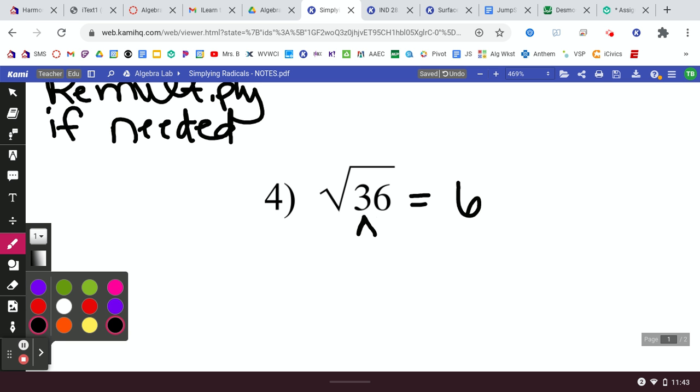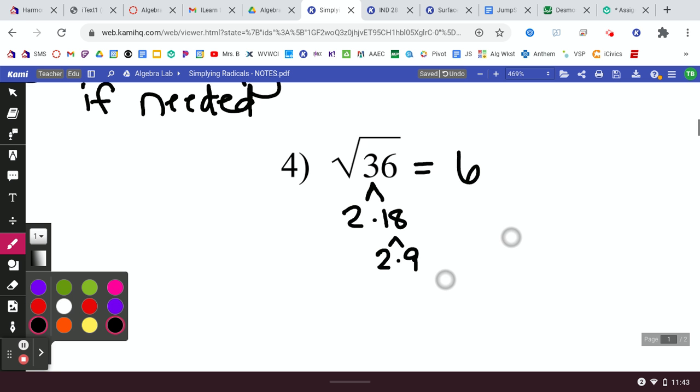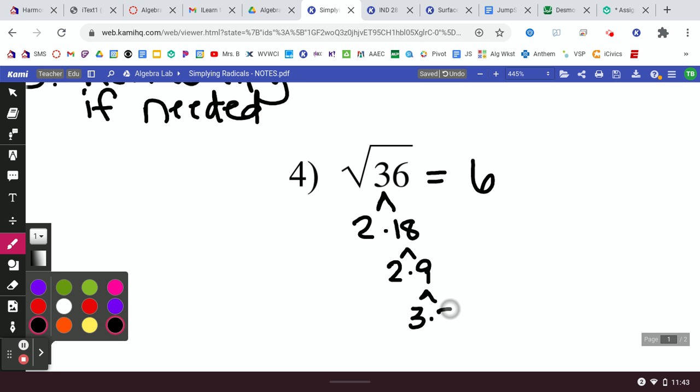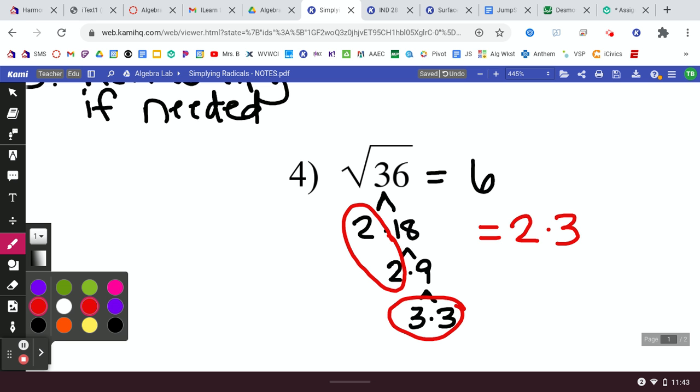Well, it's even, right? So 36 divided by 2 is 18. 18 divided by 2 is 9. I'm done with my evens, but 9 I can divide out as 3 and 3, right? Now, I circle a pair of 2s. They come out. I circle a pair of 3s. They come out. What do I have still trapped underneath that cannot come out? Nothing. This is what's known as perfect because everything breaks free, the radical disappears, and 36 is a perfect square.